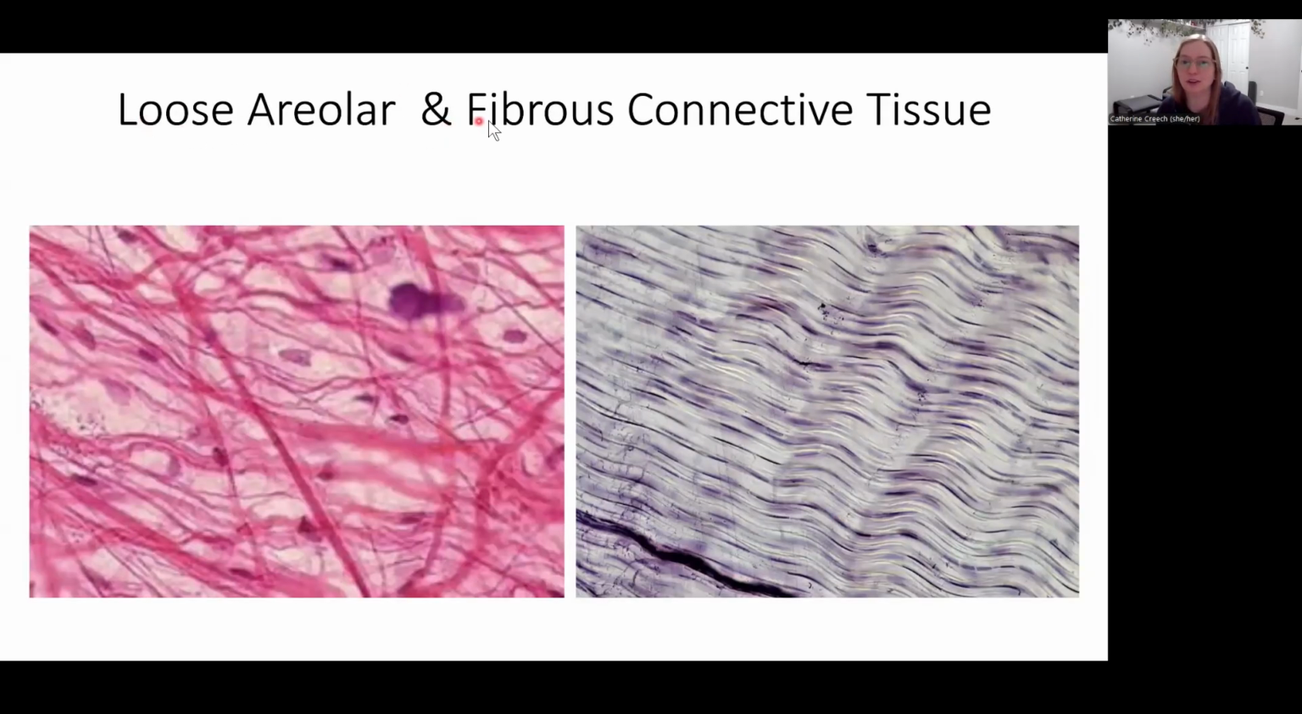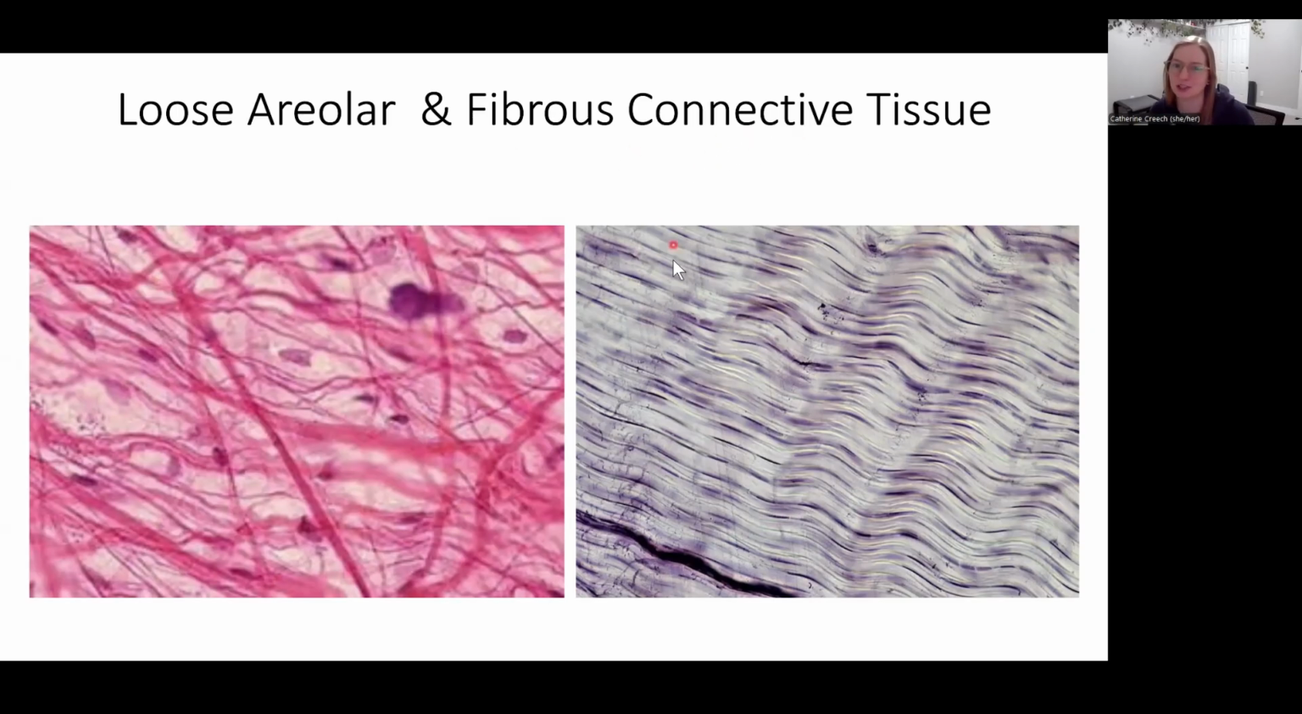Now we have loose areolar tissue and fibrous connective tissue. This looks a little willy-nilly. It looks like you would be able to wade through it. So that's loose. It's got cells. Here's some cells, but it also has this collagen fiber matrix. That's loose areolar tissue. This is going to be surrounding different organs.